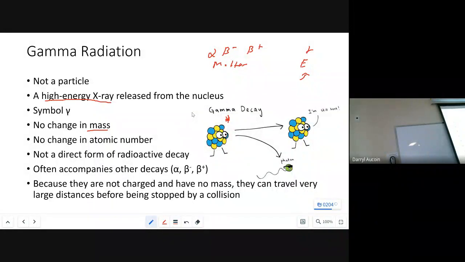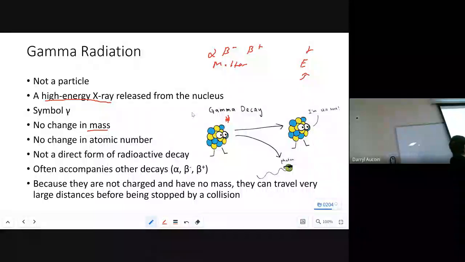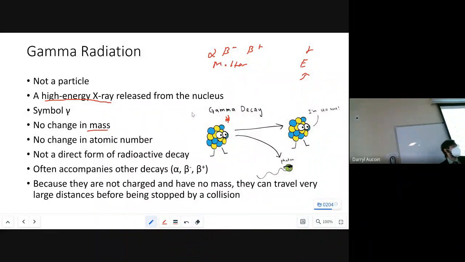But gammas also can hang out with the other decay types as well. So you could have an atom that's giving off both alpha particles and gamma rays, or beta and gamma, or positron and gamma. So the gamma could be released alongside those particles, or it could be given off on its own. And we'll let you know either way what's going on there. But these are the radiations that people are worried about.